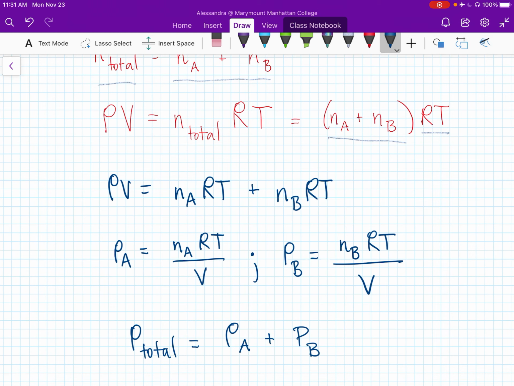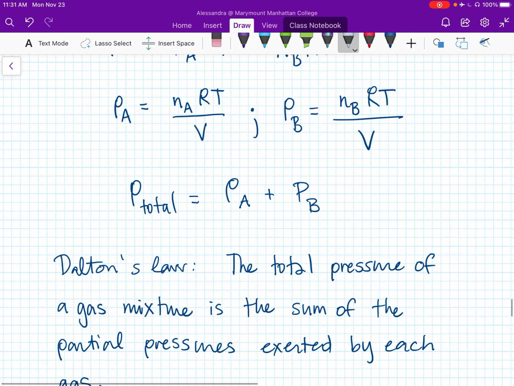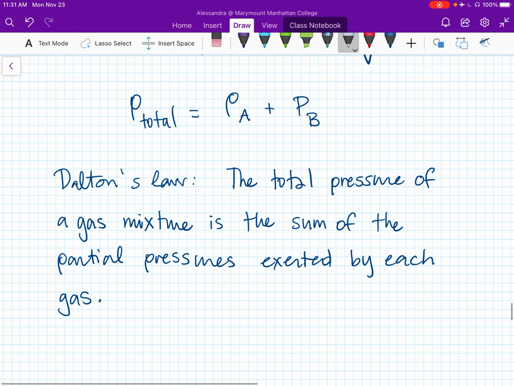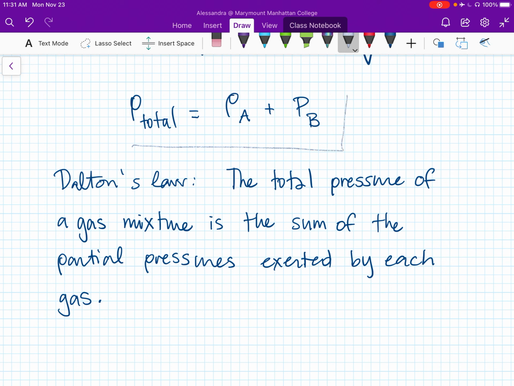So here, the pressure that comes from this term and the pressure that comes from this term, divided by the volume, is going to be equal to the total pressure. This brings us to Dalton's law of partial pressures. So you can kind of see where this is coming from.